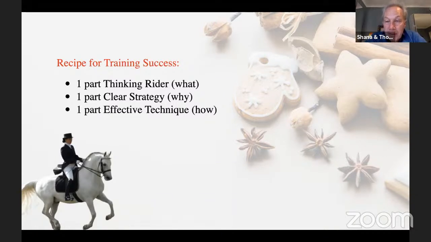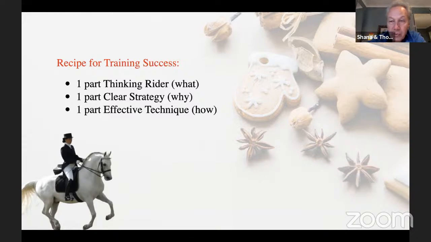You can try adjustments to your seat and aids. You can try certain exercise patterns to fix it, and then observe the outcome. Does it make it better or worse? And you need the technical knowledge to know how to do it, how to ride these patterns, or how to apply these aids and so on. So you can always break everything down into the what, why, how.